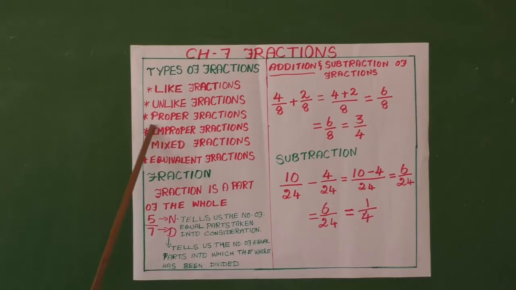Then proper fractions. What is meant by a proper fraction? When the numerator is less than the denominator, then it is a proper fraction. See here, 2 by 6. When the numerator is less than the denominator, we are calling it a proper fraction.